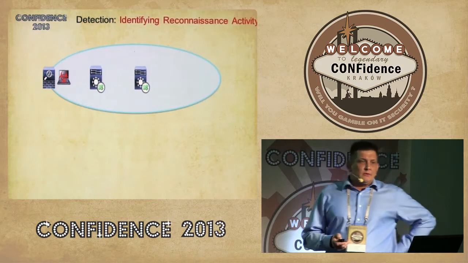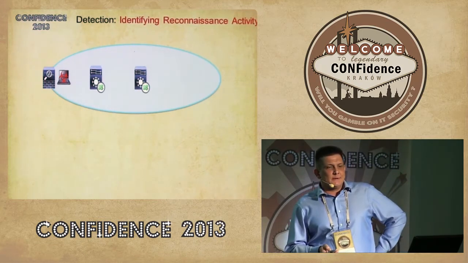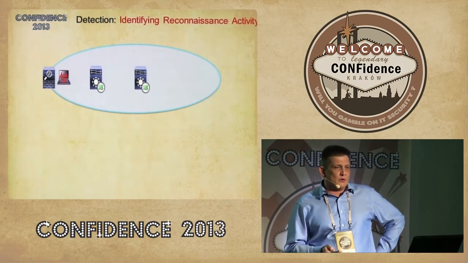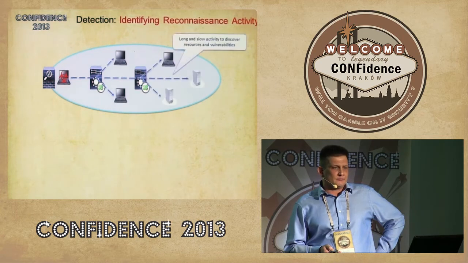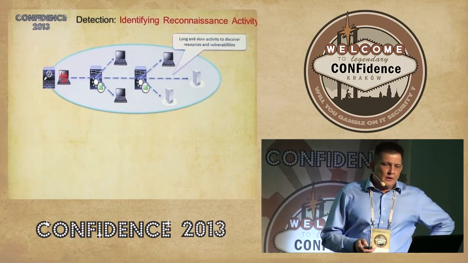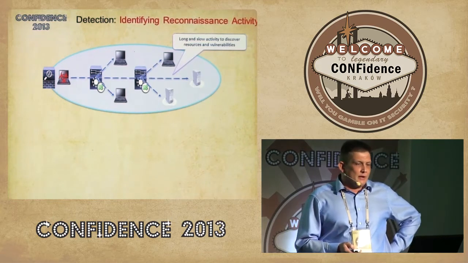What I want to show you in a few minutes live is different activities you could see in a network. One of them is identifying reconnaissance activity, which basically means somebody wants to spy on you. That normally happens if you have a long and slow activity.